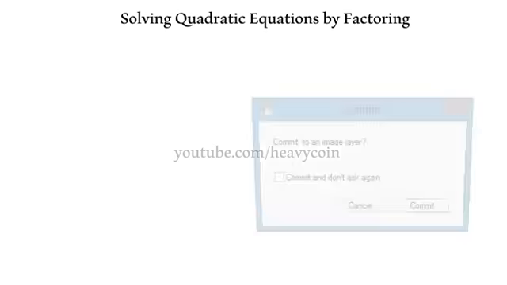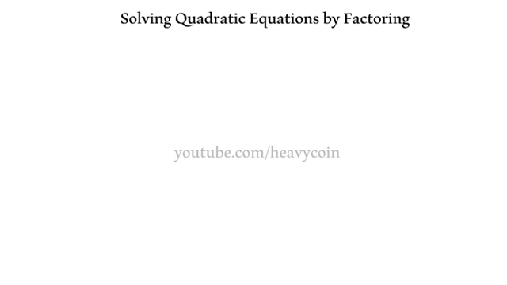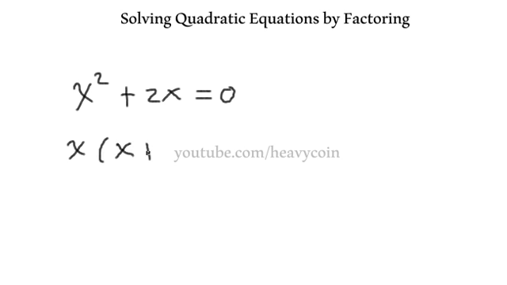Alright, looking at another example. We have x squared plus 2x, and we're going to set that equal to 0. So what numbers can we plug in here in order to give us 0? What I'm going to do here is factor an x out, and we'll be left with x plus 2.